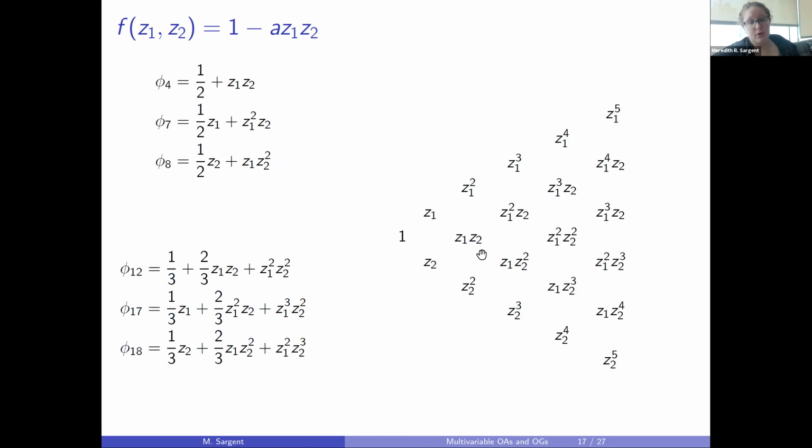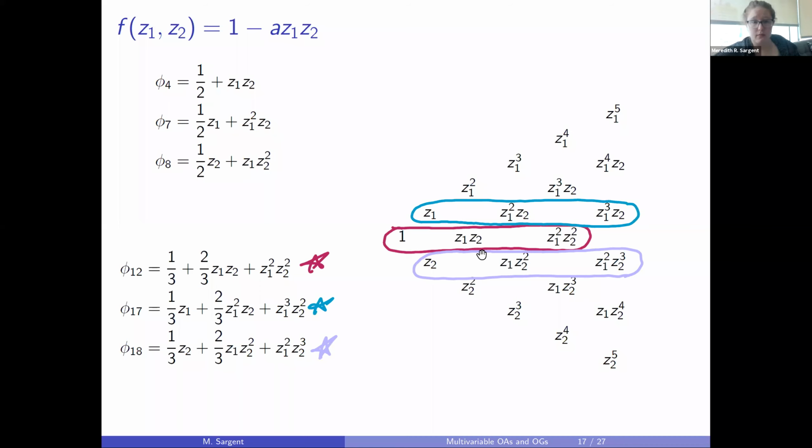Same thing happens when you look at Phi12, Phi17, and Phi18. Here's your Phi12. Multiply up for Phi17. Notice there's the term you're adding in with your Gram-Schmidt. And there it is. So you multiply up or multiply down. So you're just going in these rows.